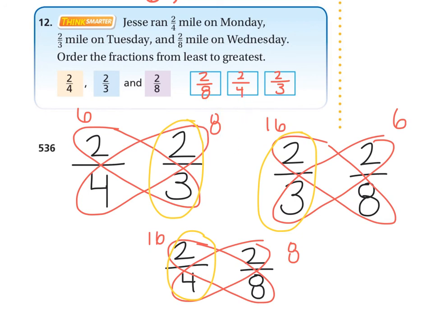So that's how you could use the butterfly method when you have 3 or more fractions that you're trying to order. I think looking for the same numerator or same denominator is a little bit faster, but this works every time too.